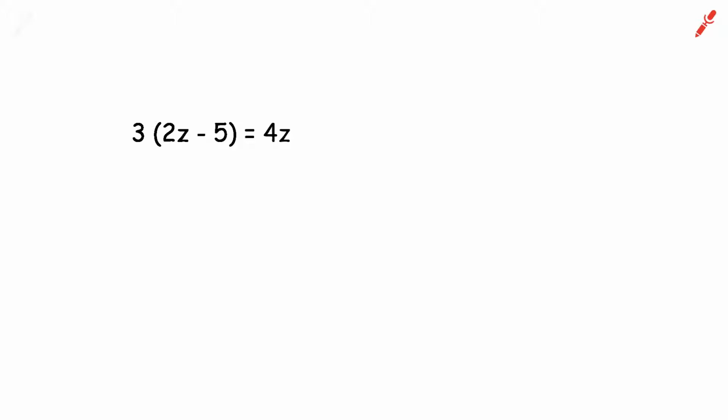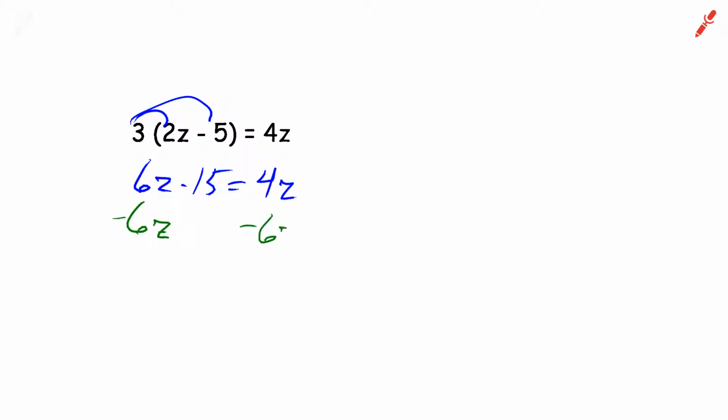I did. So the first thing I'm going to do is go ahead and distribute 3 times 2z, 3 times negative 5. I get 6z minus 15 equals 4z. Now I'm going to move my z's from left to right. Why? Because I feel like it. So I subtract 6z from both sides. And I get negative 15 equals negative 2z.